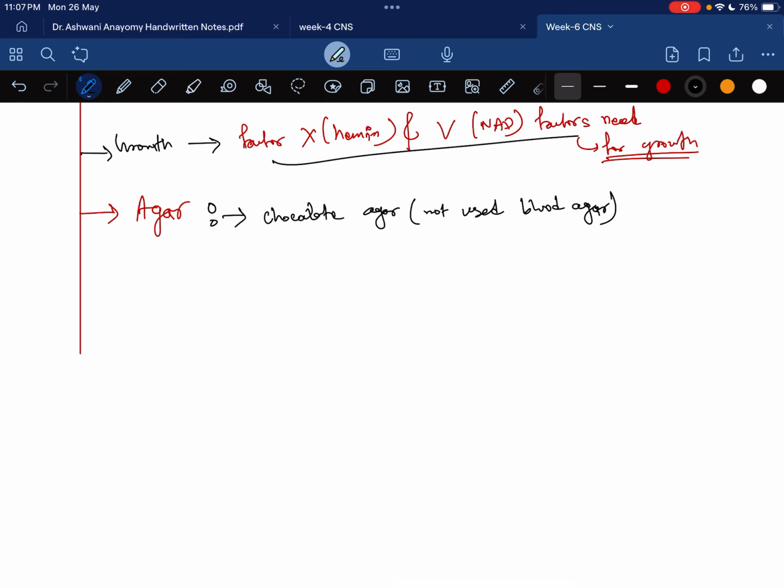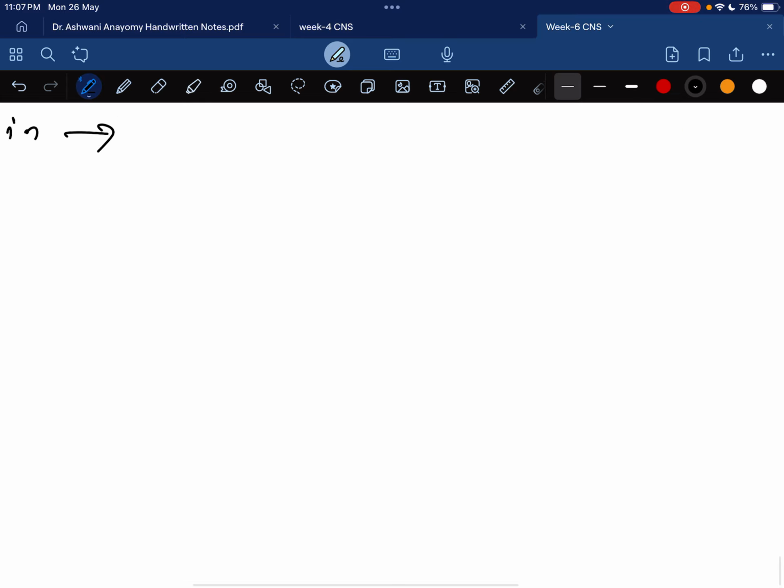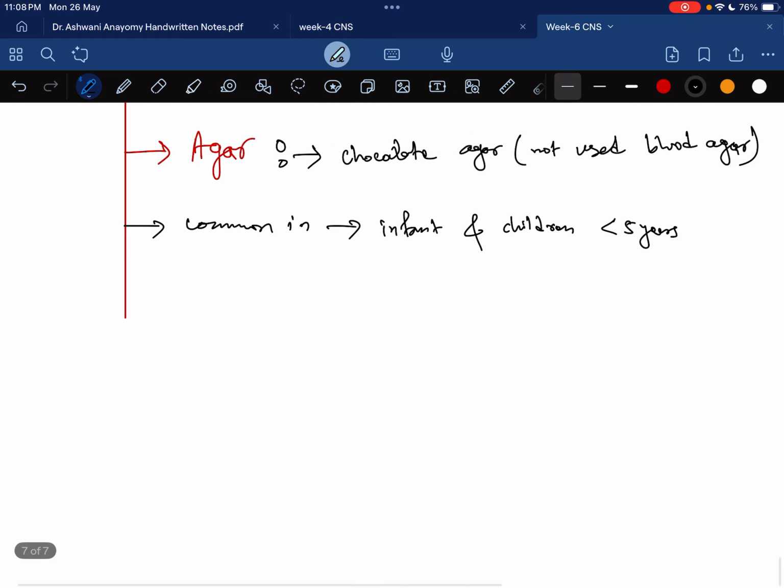When we look at who is affected, it is common in infants and children, due to immune immaturity, in children of less than 5 years. And regarding the vaccine, the name is the Hib vaccine, Haemophilus influenzae B type vaccine. This is a conjugate type of vaccine.